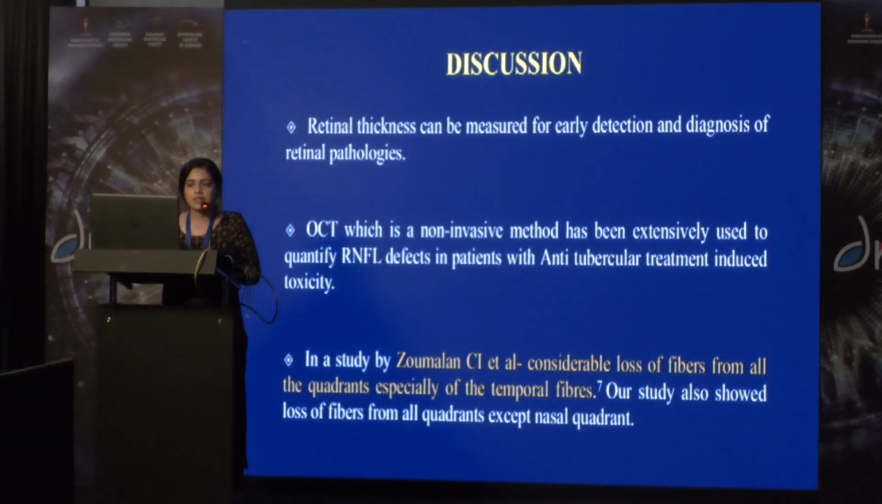Discussion. Retinal thickness can be measured for early detection and diagnosis of retinal pathologies. And OCT, which is a non-invasive method, has been extensively used to quantify RNFL defects in patients with antitubercular treatment-induced toxicity. In a study conducted by Zollmiller et al., considerable loss of fibers from all the quadrants, especially temporal fibers, was seen, which is consistent with our study.